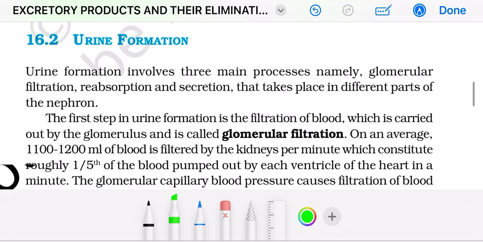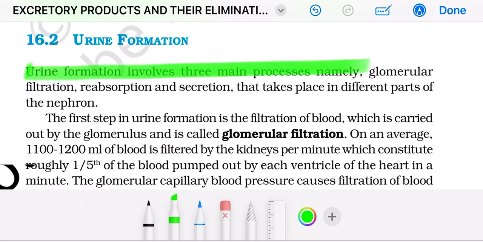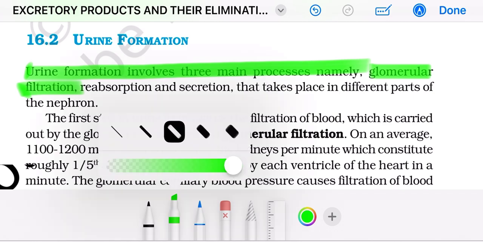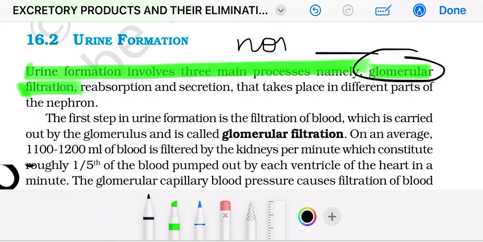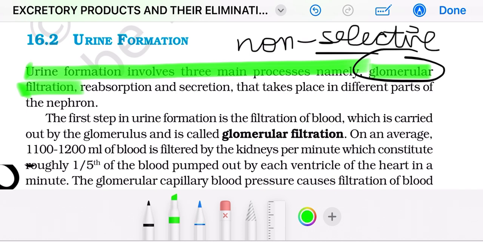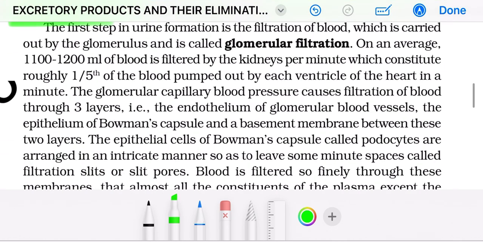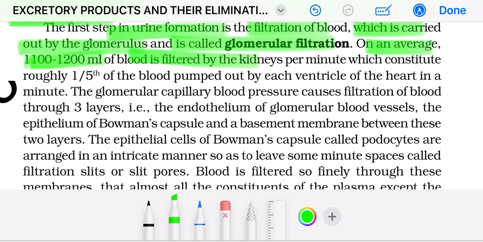Moving ahead, urine formation. Urine formation involves three main processes, namely glomerular filtration, which is a non-selective process, reabsorption and secretion, that take place in different parts of the nephrons. The first step in urine formation is filtration of blood, which is carried out by the glomerulus and is called glomerular filtration. On average, 1100 to 1200 ml of blood is filtered by the kidney per minute, which constitutes roughly 1/5 of the blood pumped out by each ventricle of the heart in a minute.